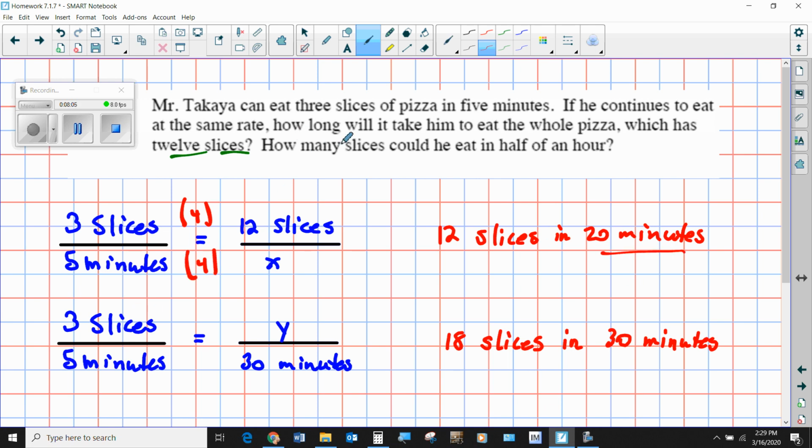And then how many slices could he eat in a half hour? Well, half hour is 30 minutes, so what's your giant one here? Looks like it's a 6. So that means it's going to be more than 12, right? Because 20 minutes was 12 slices, so 30 minutes has to be more than that. Sure enough, 3 times 6 is equal to 18.